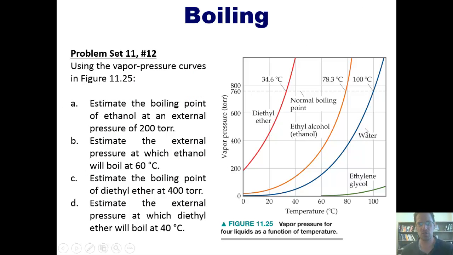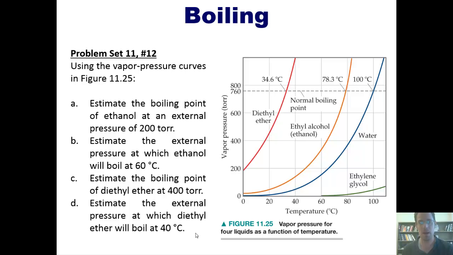Separately, using this vapor pressure curve here, estimate the boiling point of ethanol at an external pressure of 200 torr. Estimate the external pressure at which ethanol will boil at 60 degrees Celsius. Estimate the boiling point of diethyl ether at 400 torr. And separately, estimate the external pressure at which diethyl ether will boil at 40 degrees Celsius. Once again, I'm not going to do this problem for you. We'll invite you to peruse this figure and see if you can determine how to do it on your own.